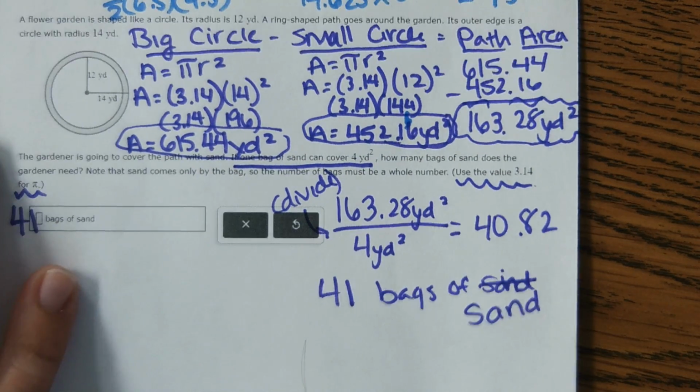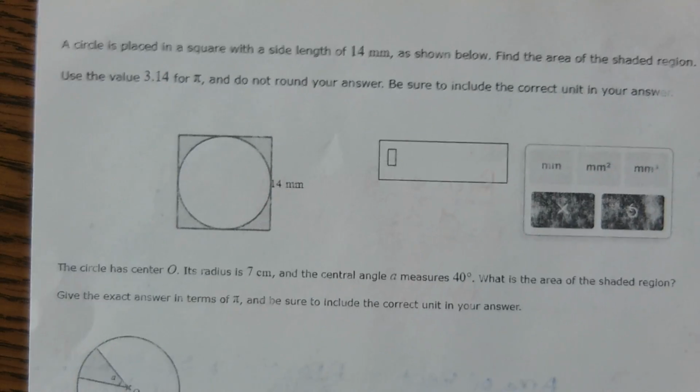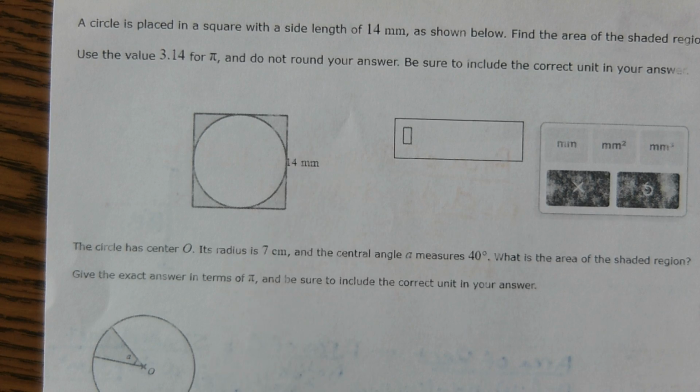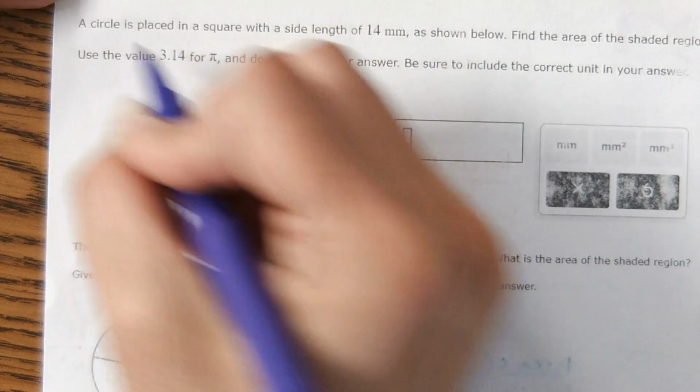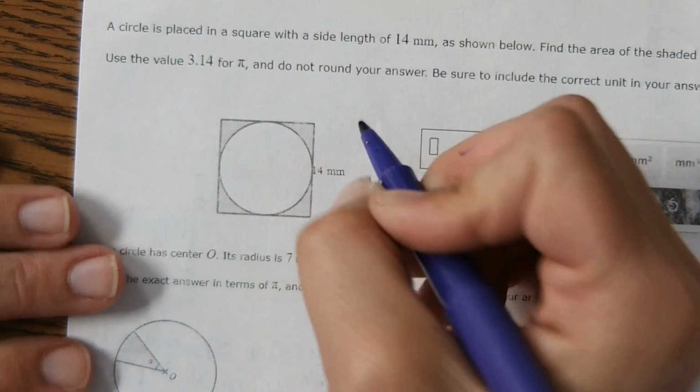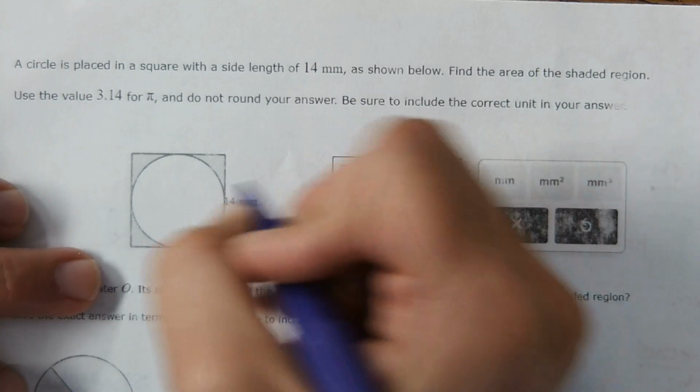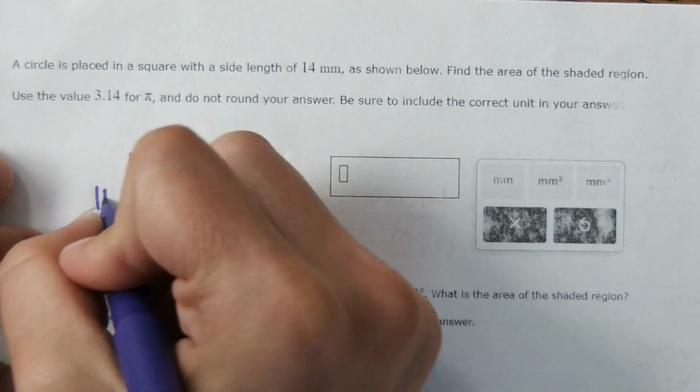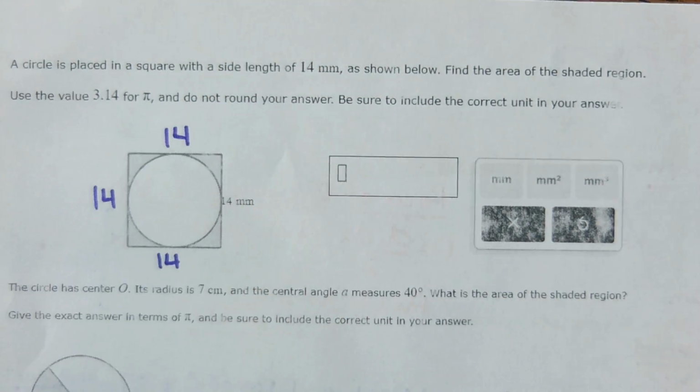Okay. Then flipping it over to the back, we have a very similar problem. Oh, get it later. He needs his paper at the end. Okay, on the back, very similar problem. It says a circle is placed in a square with a side length of 14 millimeters. Because it's a square, it's 14 all the way around. And it says find the area of the shaded region.